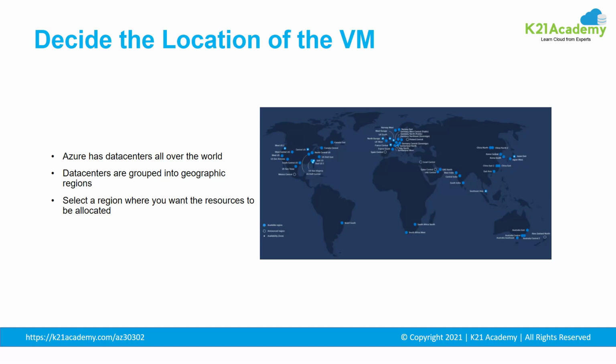This is to provide redundancy and availability. When you create and deploy a virtual machine, you must select a region where you want the resources to be allocated. This places your VMs as close as possible to your users to improve the performance and to meet any legal compliance or tax requirements.